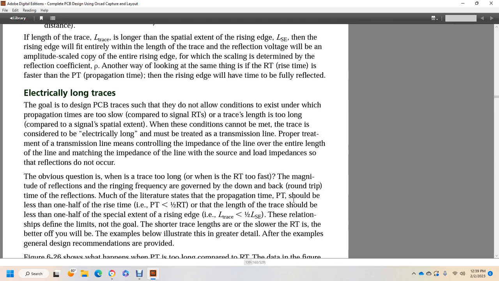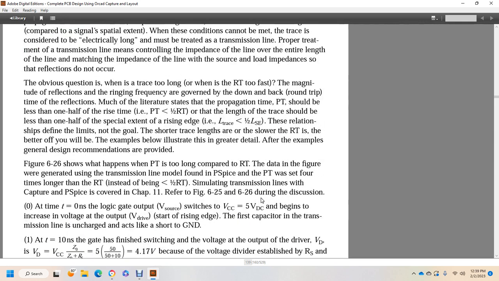Proper treatment of the transmission line may mean controlling the impedance over the entire length of the line, and matching the impedance of the line with the source and load impedance so that reflections do not occur. The obvious question is when is a trace too long? When the rise time is too fast, the magnitude of the reflection and the ringing frequency are governed by the round trip of the reflection. The literature states that the propagation time should be less than one half of the rise time, so the length of the trace should be less than one half of the spatial extent of the rising edge.